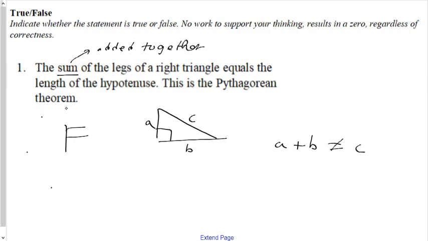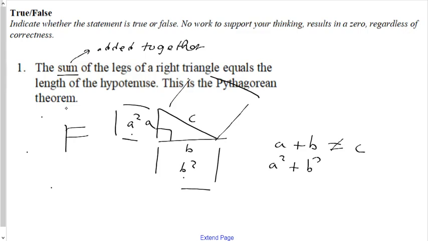What is true? That if we attach squares to all of these sides, then A squared and B squared, these two numbers added together, the square of A and the square of B, does equal the square of C. So it's not A plus B equals C. That's false. It's A squared plus B squared equals C squared, or the area of the squares attached to the legs equals the area of the square attached to the hypotenuse. A lot of people have that wrong.